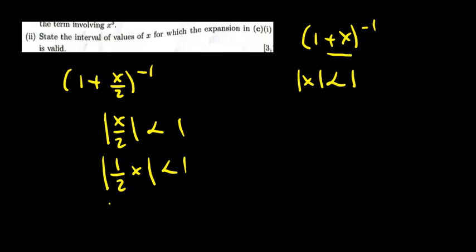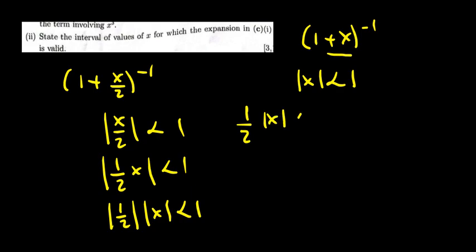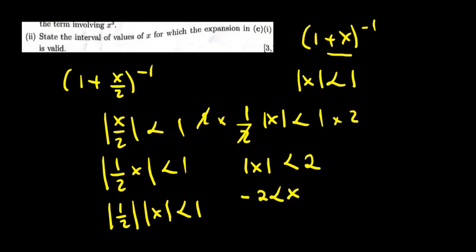Then I can write this as half x, less than 1, so 1 over 2 modulus of x less than 1. You can multiply by 2 on both sides, and I just get modulus of x less than 2. By the definition of modulus, this will be negative 2 less than x less than 2. So this is the valid interval for my x values.